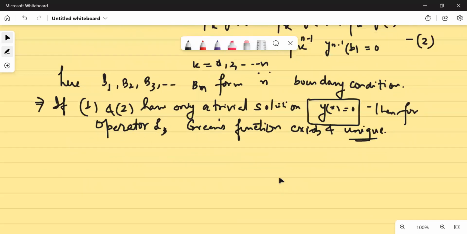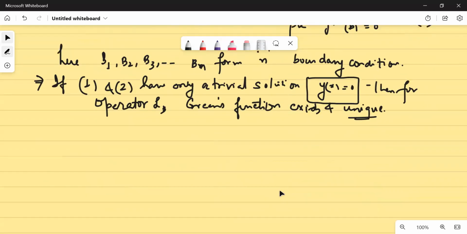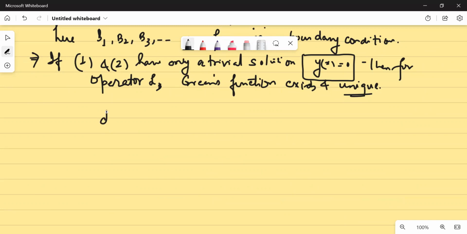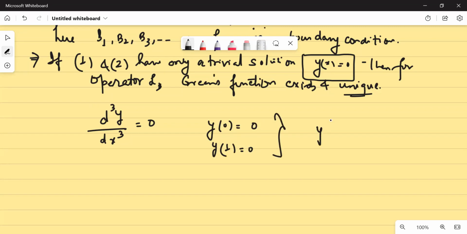Let us come back to the problem that I was discussing. Let us understand it using that problem. My differential equation was d³y/dx³ = 0, if I'm not wrong. The initial conditions were given as y(1) = 0 and y(0) = 0. And the additional conditions were that y'(0) should be equal to y'(1) = 0. Is that clear?